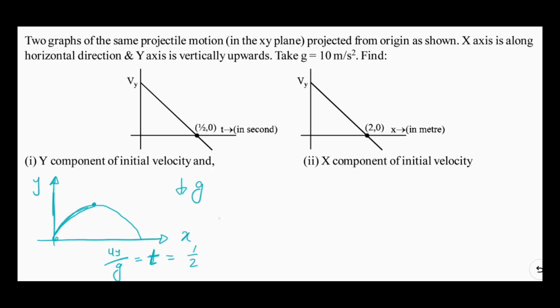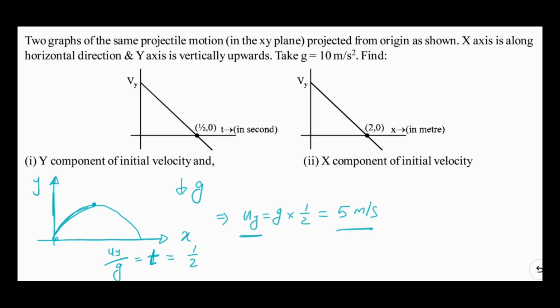So, by solving this equation I easily get that uy should be equal to g into half, that is going to be 5. So the y component of initial velocity is 5 meter per second, determined by the first graph.